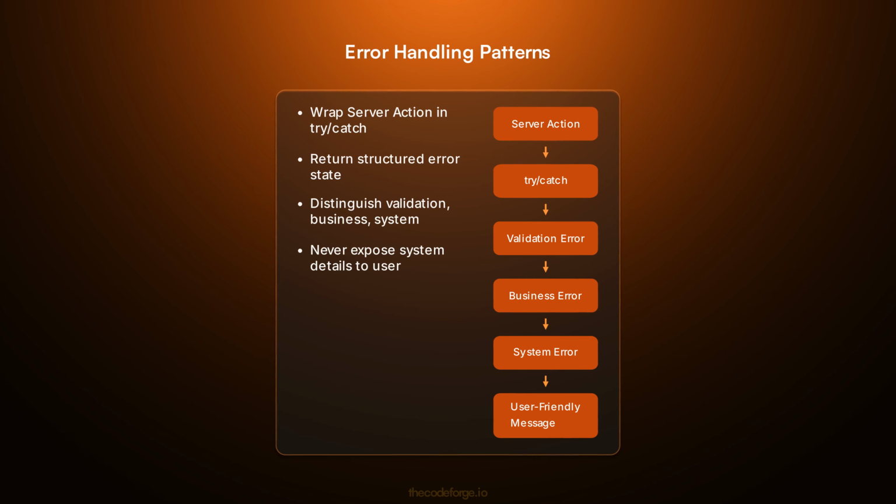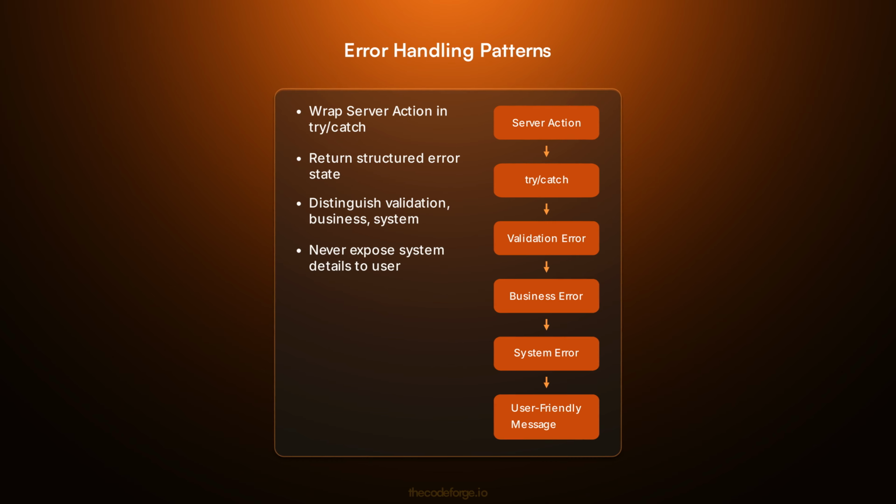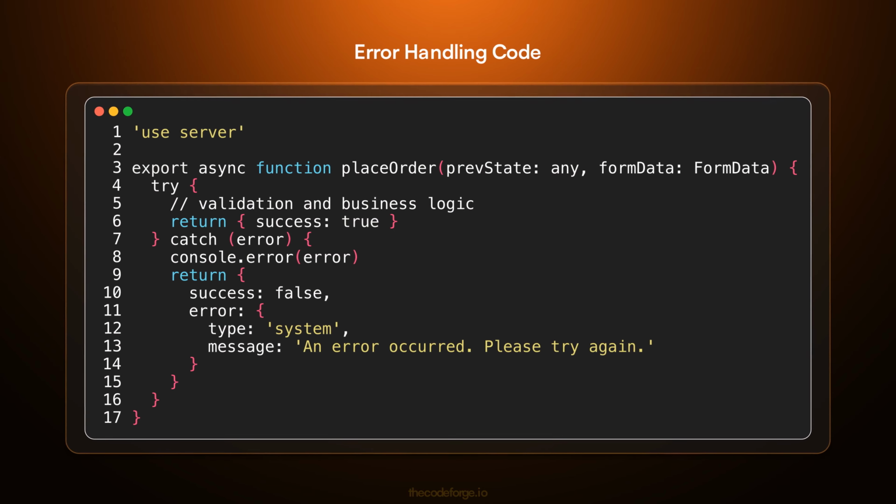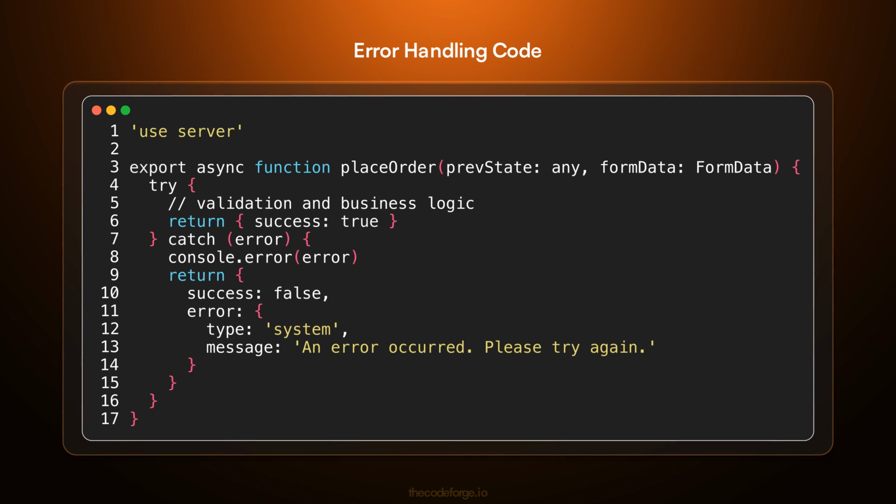Uncaught errors in server actions result in generic 500 pages. Always wrap the action body in try-catch and return structured error state. Distinguish between validation errors, business logic errors, and system errors, and always show user-friendly messages. Wrap the entire action in try-catch. On error, return a user-friendly message without exposing system details.